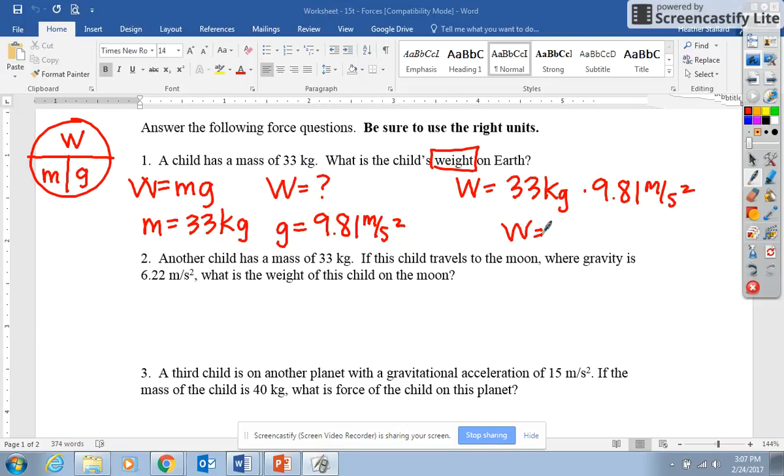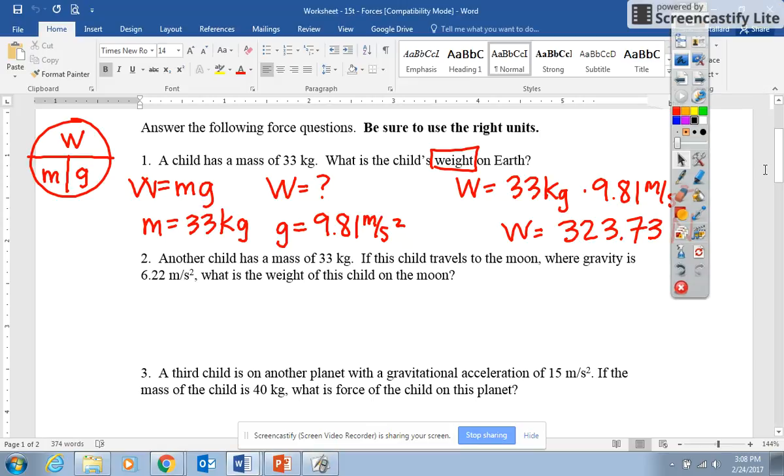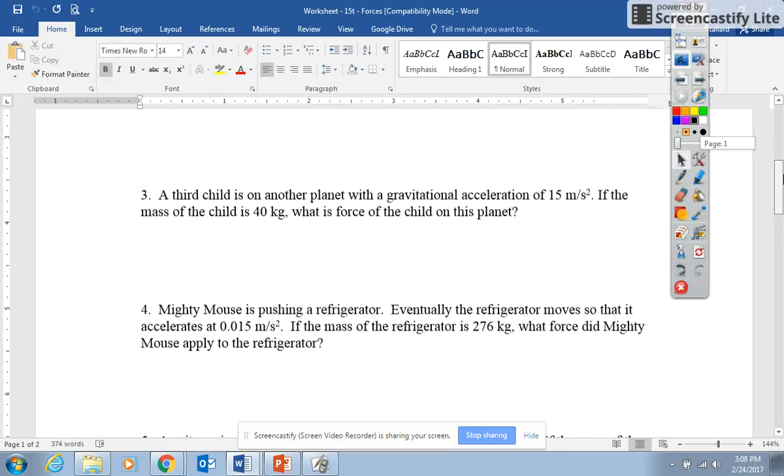And of course, just get your calculator and plug that in. So you get 33 times 9.81, and you get 323.73. And remember that weight is measured in newtons, so that's going to be a capital N. All right, you will be using this weight equation for several of these problems. Now I want to scroll down and pick out some of the other problems and give you an example of some of those so that you guys are familiar with them as well.